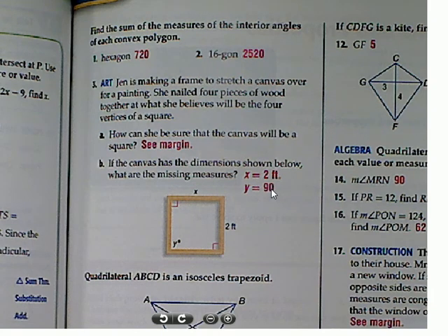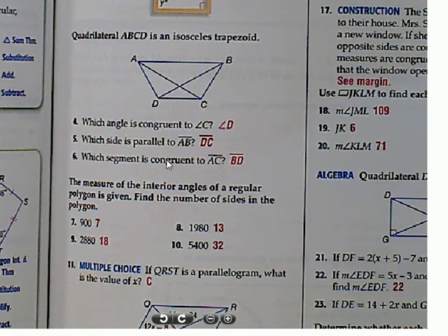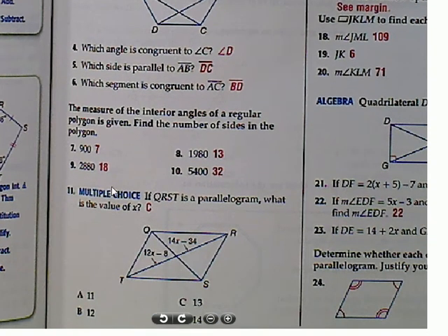X is 2, Y is 90. And then number 4, it's angle D. Number 5 is line segment DC. 6 is line segment BD. Number 7 is 7. Number 8 is 13. Number 9 is 18. Number 10 is 32.